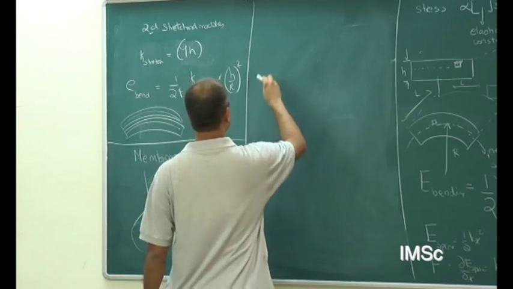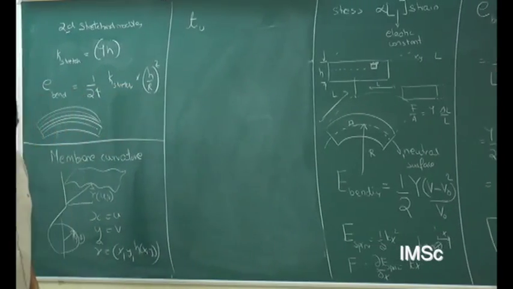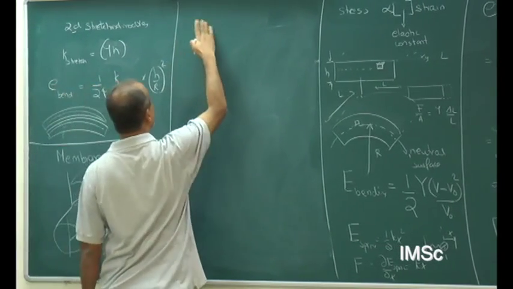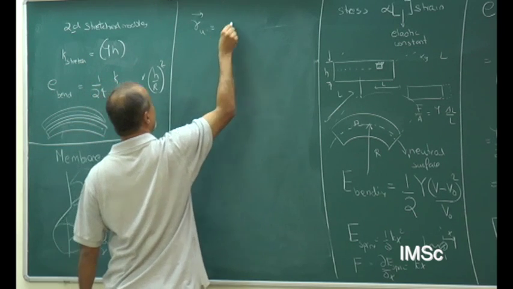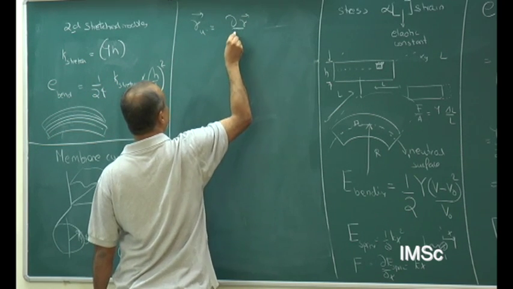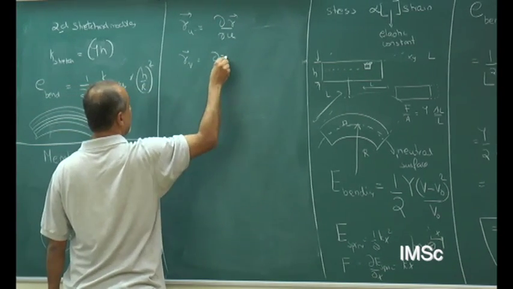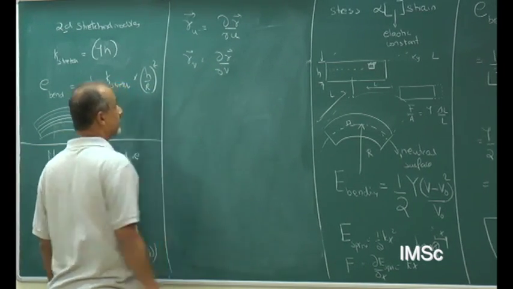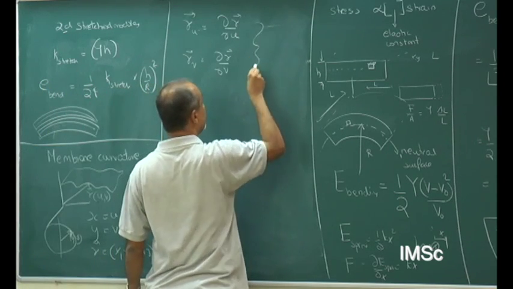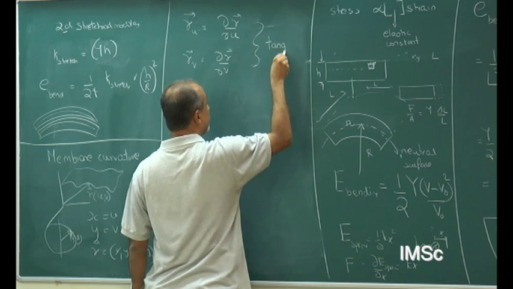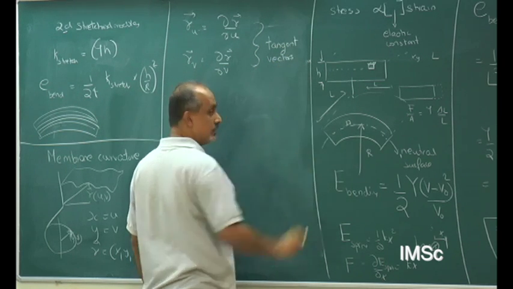Then we define vectors, we call them R sub u, which is delta R by delta u, and R sub v, which is delta R by delta v. These were what I called tangent vectors, because at any point on the membrane, these vectors are tangential to that point.